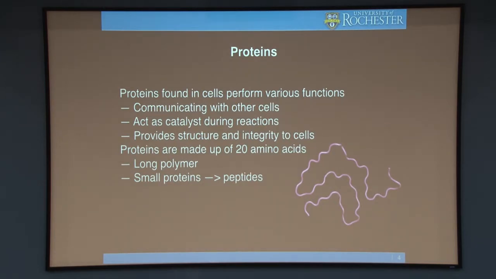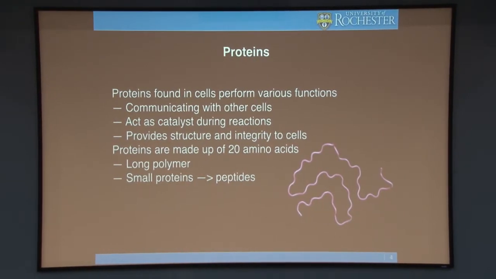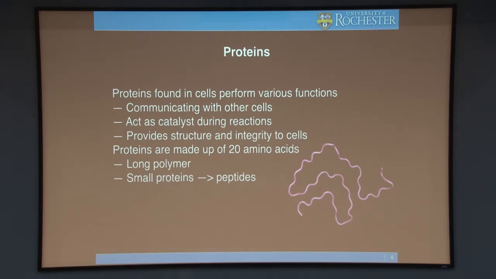One of the main constituents of cells is proteins. They come in various shapes and structures. Some of the functions that proteins can perform: they can act as a catalyst in different biological reactions, they can help the cell communicate with other cells, and they can also provide structure and integrity to the cells. So proteins are really important.